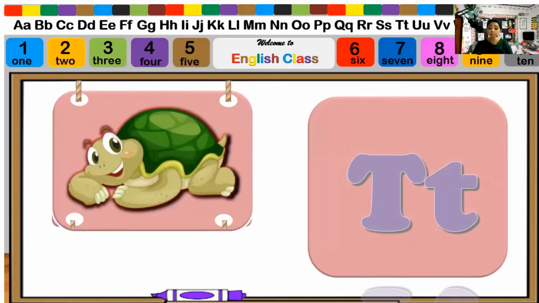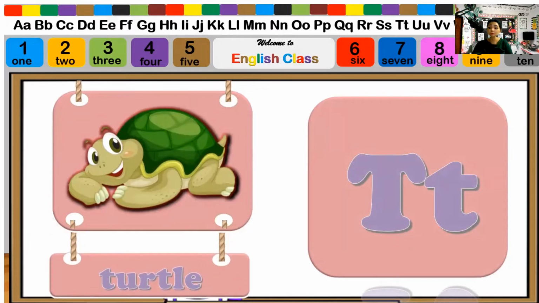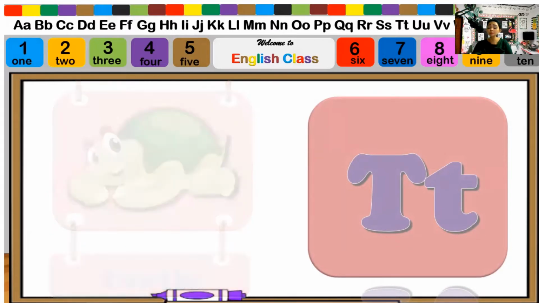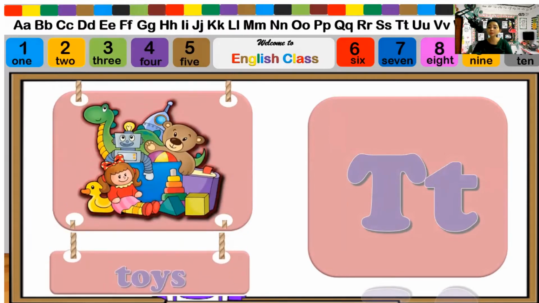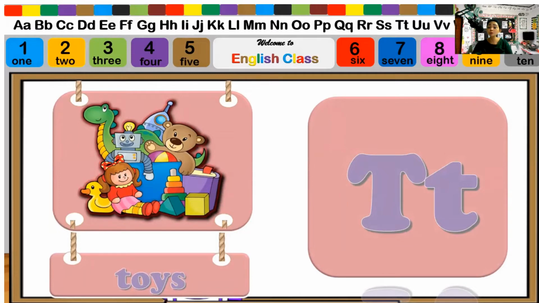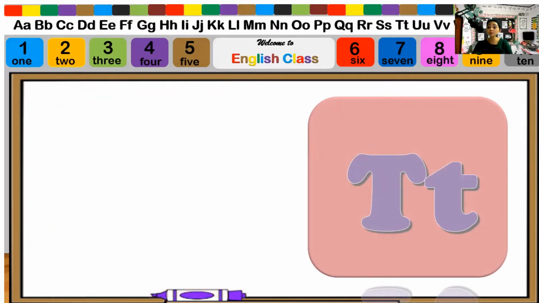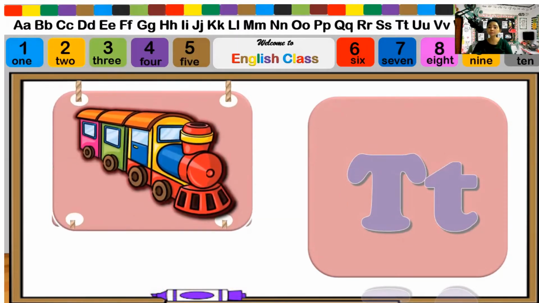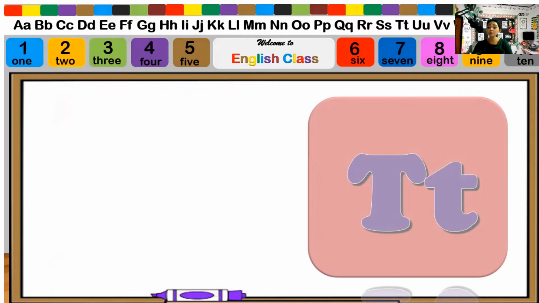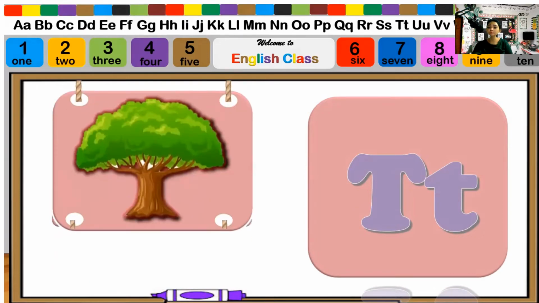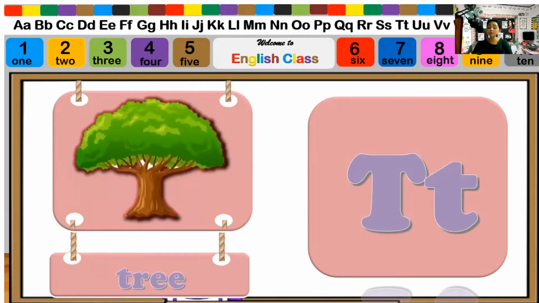Then we have turtle. T, T, turtle. Then we have toys. T, T, toys. Next is train. T, T, train.